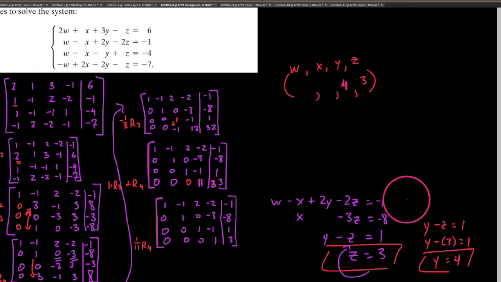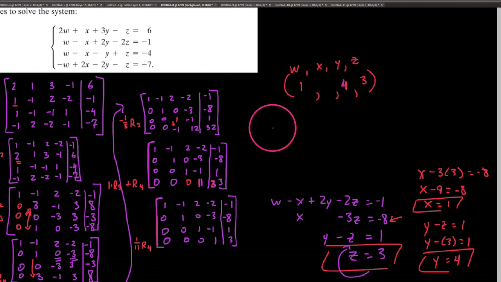Also, because z is 3, in the second equation, if we were to plug in z is 3 here, x minus 3 times z is equal to negative 8 from our second equation here. We could say that really x minus 9 is equal to a negative 8 here. So adding 9, we get x is equal to a 1. So now we have this, 1 here for our x. The last thing we need to find is w.